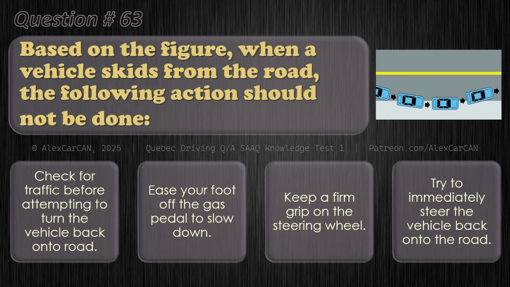Question number 63. Based on the figure, when a vehicle skids from the road, the following action should not be done. Check for traffic before attempting to turn the vehicle back onto the road. Ease your foot off the gas pedal to slow down. Keep a firm grip on the steering wheel. Try to immediately steer the vehicle back onto the road. The correct answer is: try to immediately steer the vehicle back onto the road.